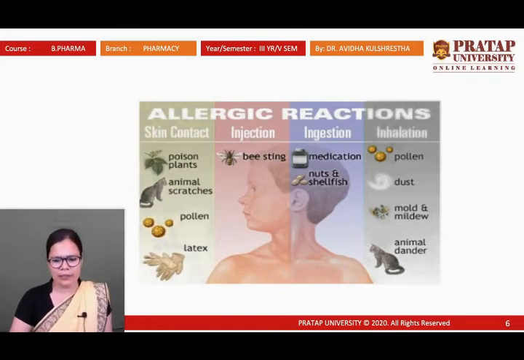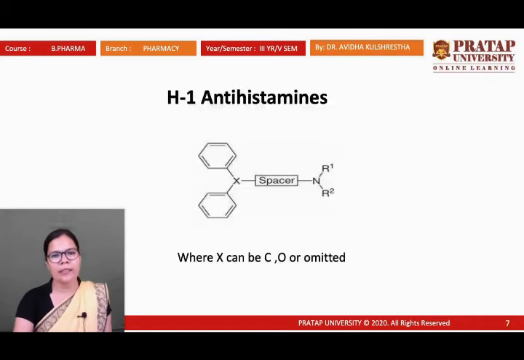We have seen that people can be allergic to specific foods. So there are four modes of allergic reactions. By skin contact it is possible, by injection it is possible, by ingestion it is possible, and by inhalation also. These are the four modes, or contact ways, by which allergic reactions happen.